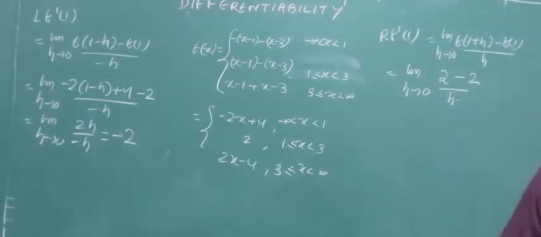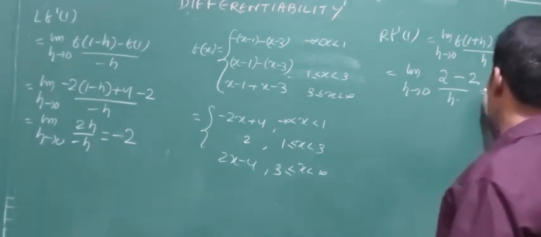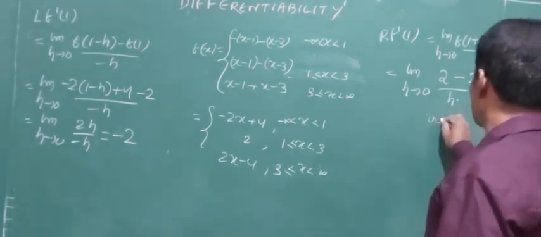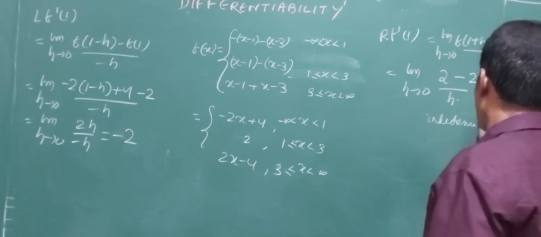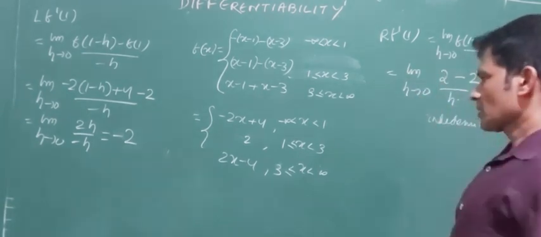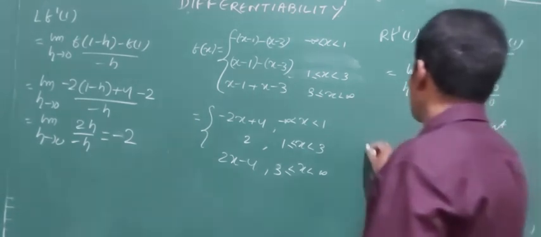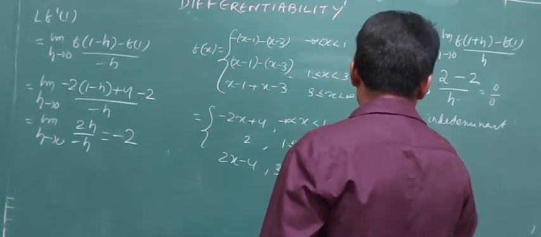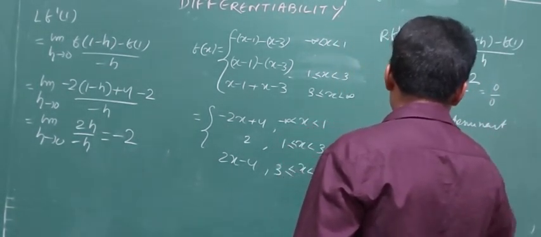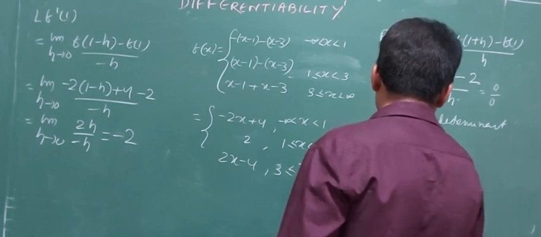Numerator 0, 2 minus 2. Denominator h. 0 by 0. Indeterminate form. 0 by 0, indeterminate form. Left hand derivative I got minus 2. Right hand derivative I got 0. They are not equal, hence it is not differentiable. L dash 1 is not equal to R dash 1, not differentiable.